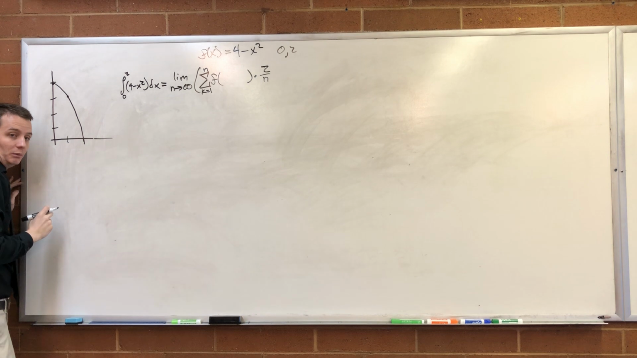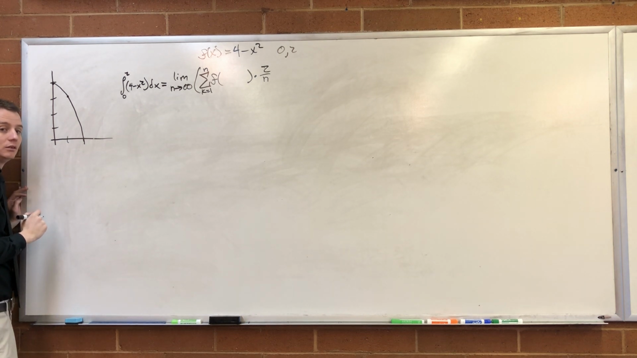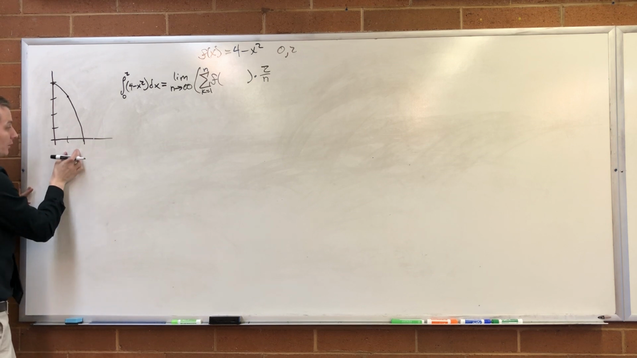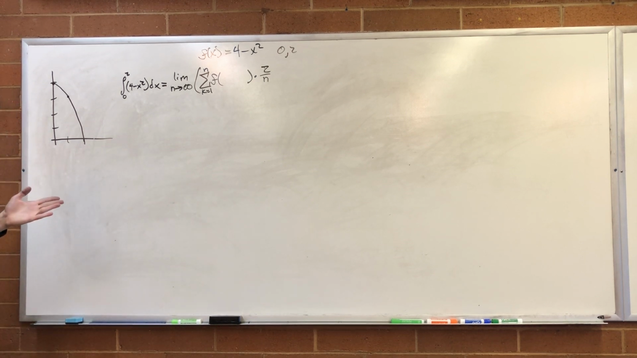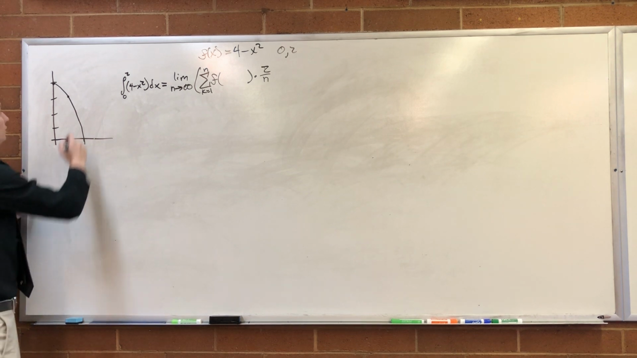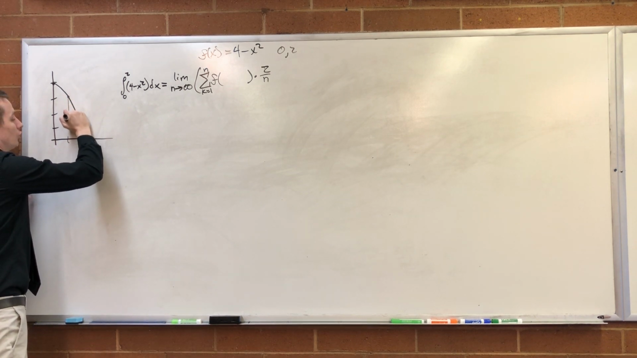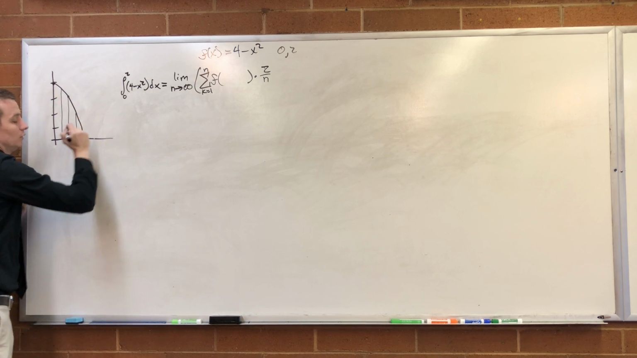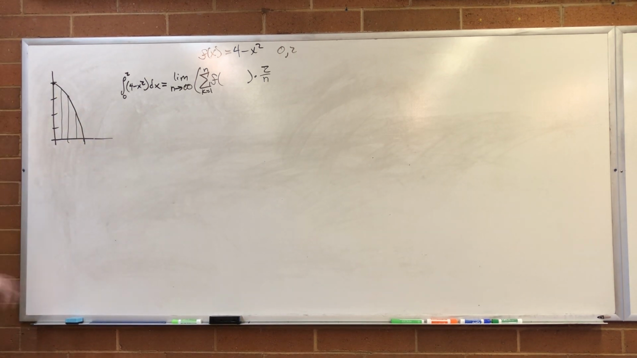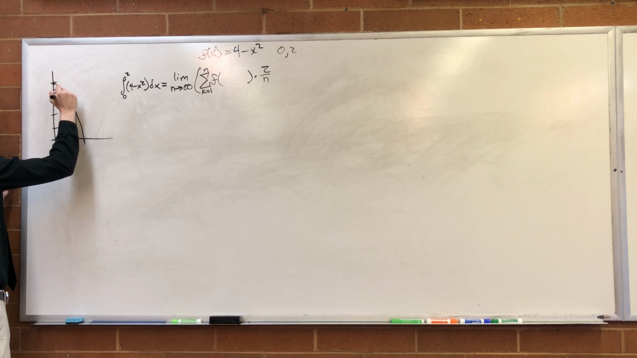What is my height going to be now? It's going to be f at some point, so I got to find my right-hand point for an arbitrary rectangle. Now if you're stumped here, the good thing to do is to just draw a couple and see where your right-hand point is. So we actually have to go to a point to figure out the height? Yeah, we have to pick the right-hand point of each rectangle.